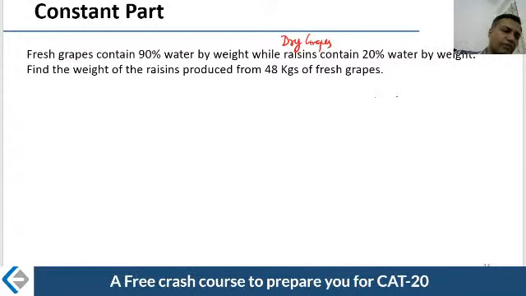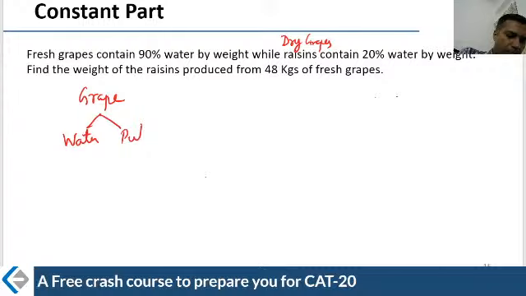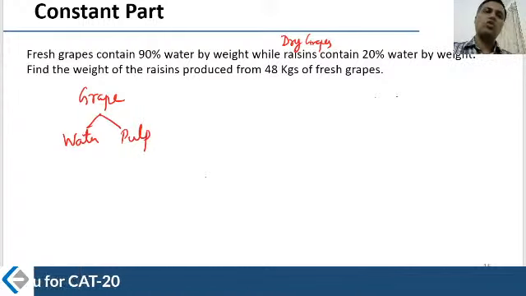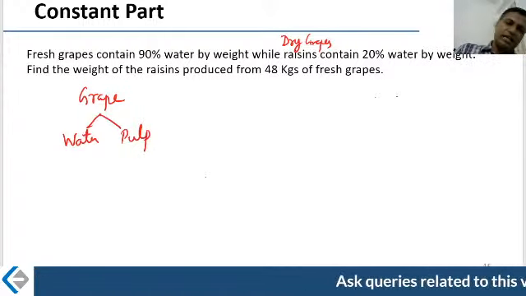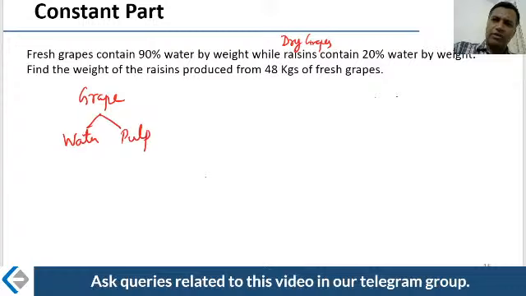So what did not change? If you take a look at the grape, there are two proportions. One, there is water content, and the second one, there is a pulp content. Water and pulp. Pulp is what? Non-water, basically non-liquid. Let me call it a pulp. If you want to call it by a different name, absolutely no problem. Call it the non-water part. Now the grape has two proportions.